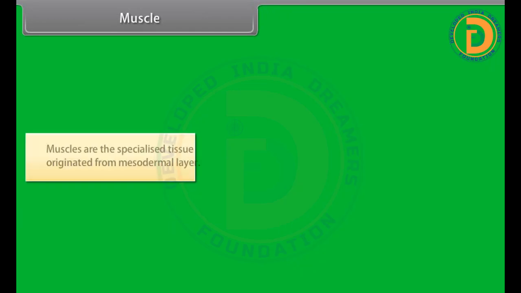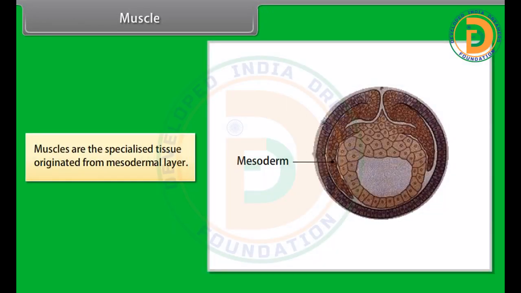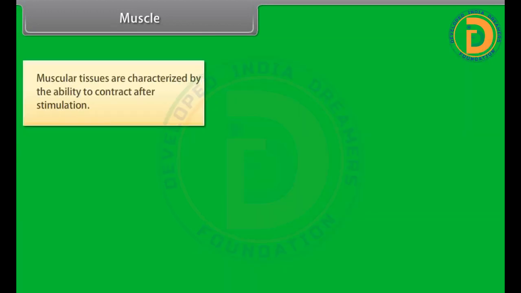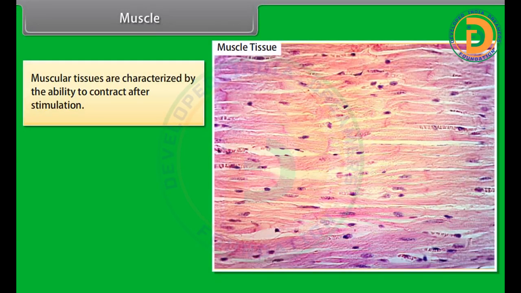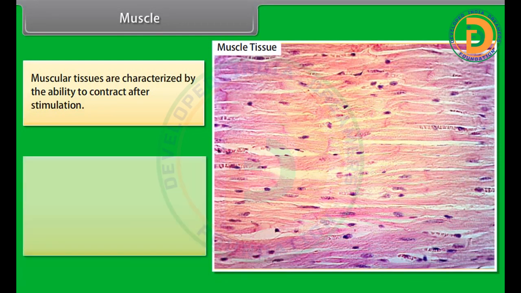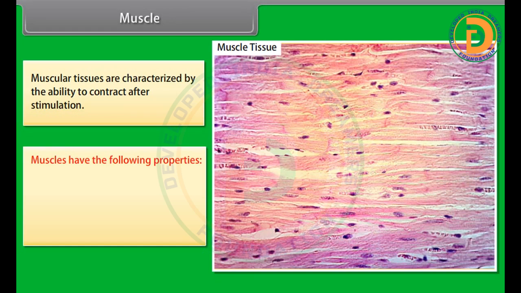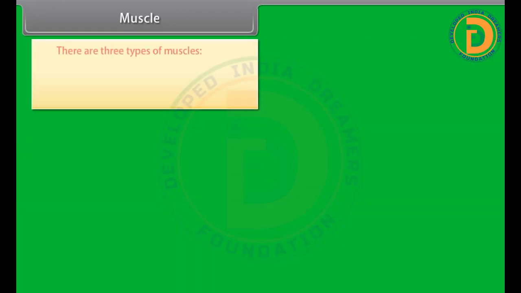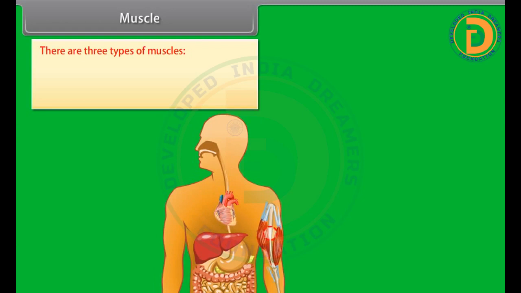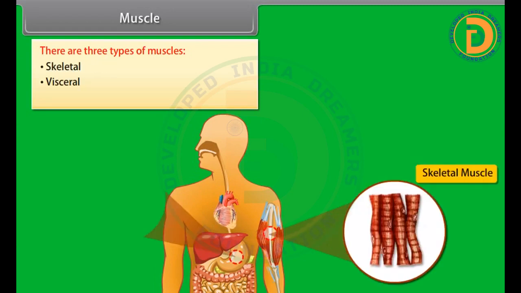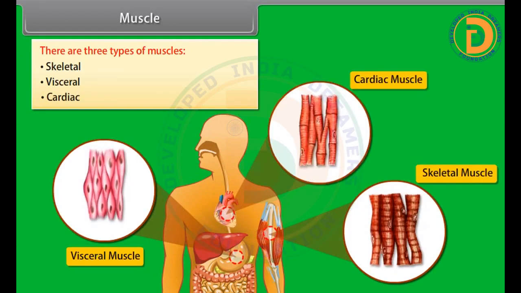Muscle. Muscles are the specialized tissues originated from the mesodermal layer. Muscular tissues are characterized by the ability to contract after stimulation. Muscles have the following properties: excitability, contractility, extensibility, and elasticity. There are three types of muscles: skeletal, visceral, and cardiac.